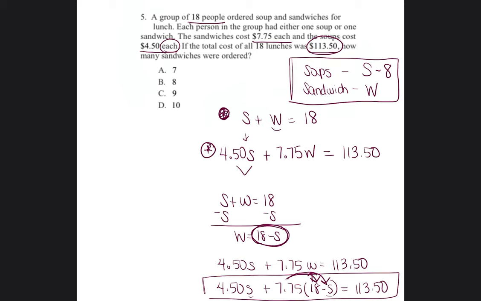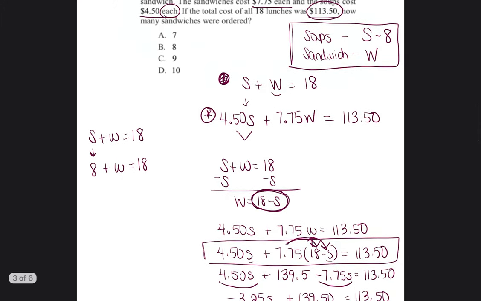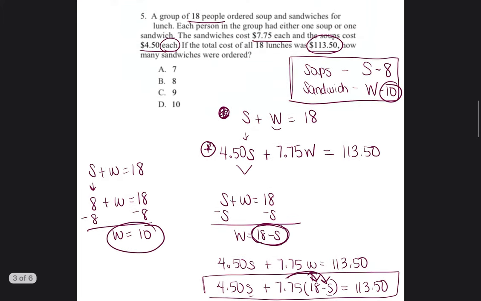So now we just work with the first equation again. S plus W equals 18. We now know that S is equal to 8, so it's 8 plus W equals 18. We should be able to just look at that and know that there's 10 people that ordered sandwiches. But let's go ahead and just solve that equation, see how we would do that. Subtract 8 from both sides, and W is equal to 10. So there would be 10 people who ordered sandwiches. That's what the question was, how many sandwiches were ordered. So the answer would be D, 10.